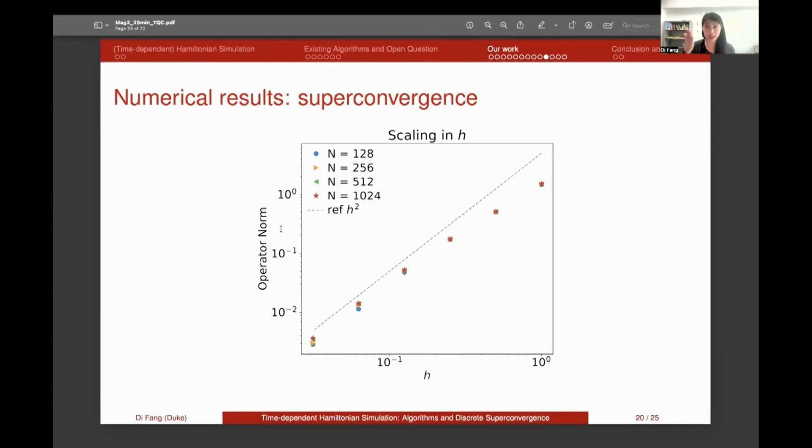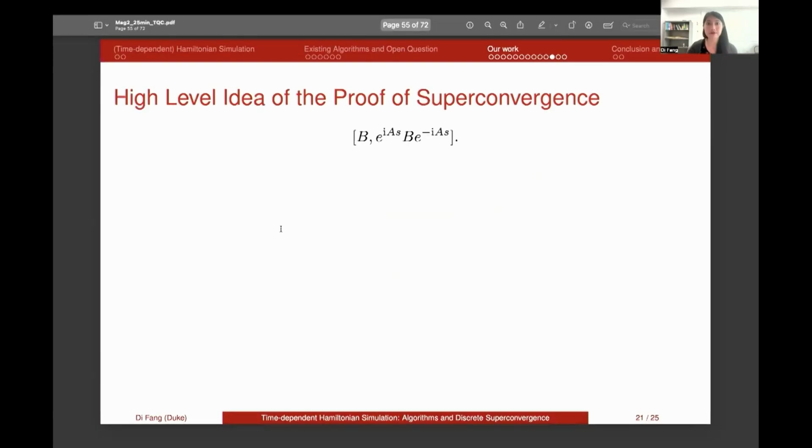Okay, here is just numerical evidence to show you that what we rigorously prove is indeed what you expect to see in practice. So now in the remaining time, I'm going to give you a high-level idea of how we prove the superconvergence, starting with a fake proof that does not work, but hopefully gives you a sense of why this result is indeed non-trivial.